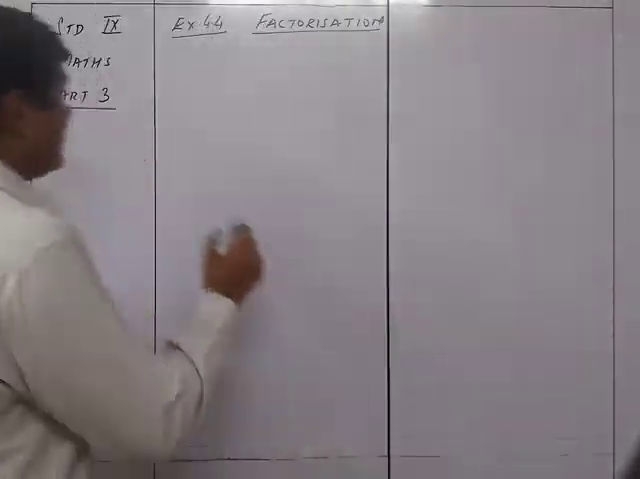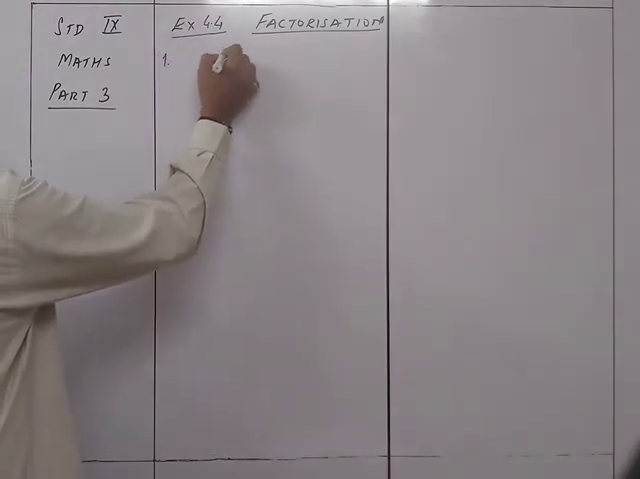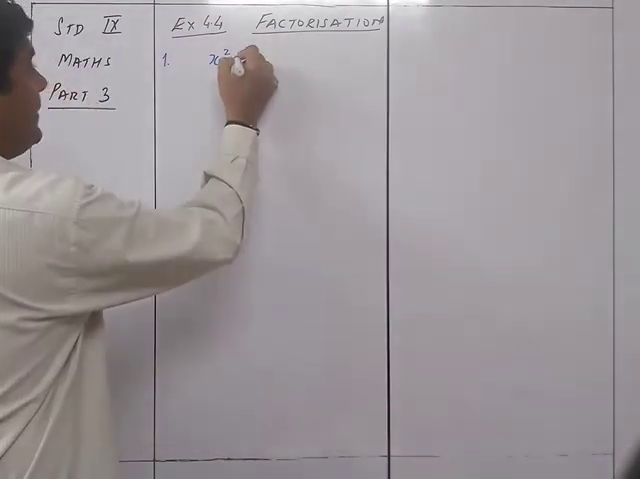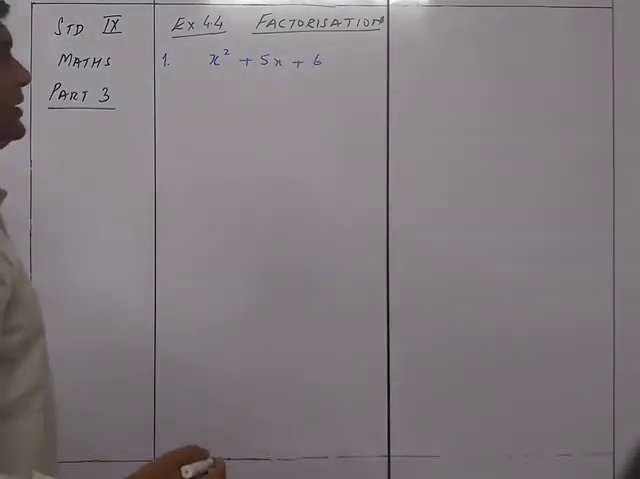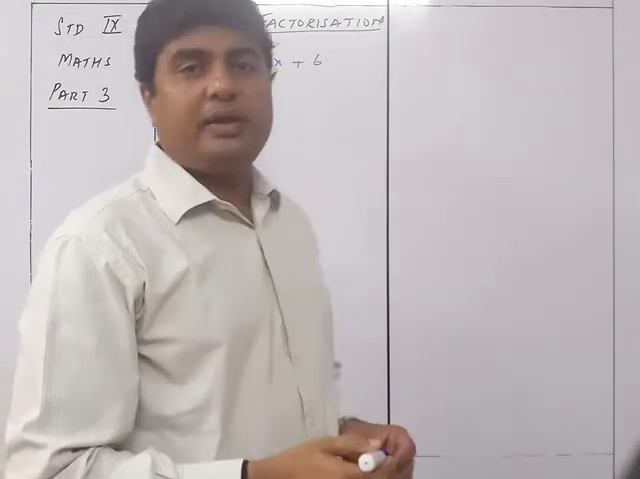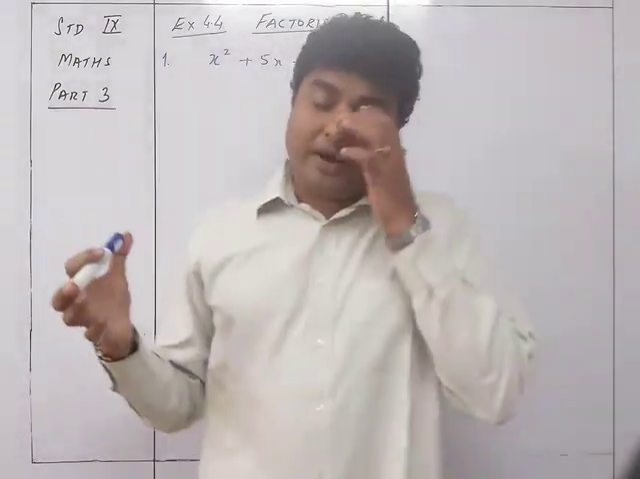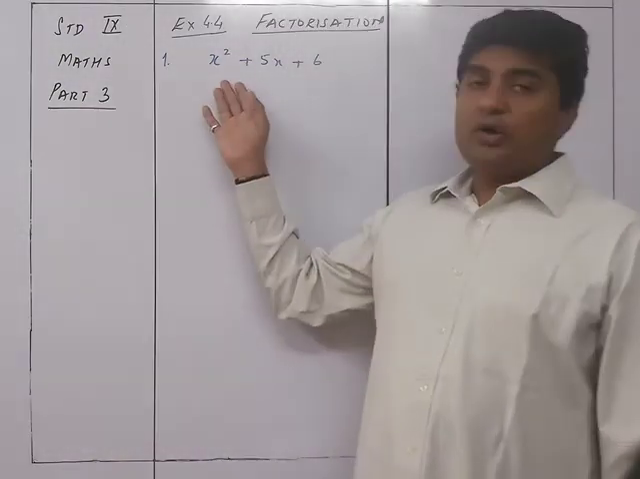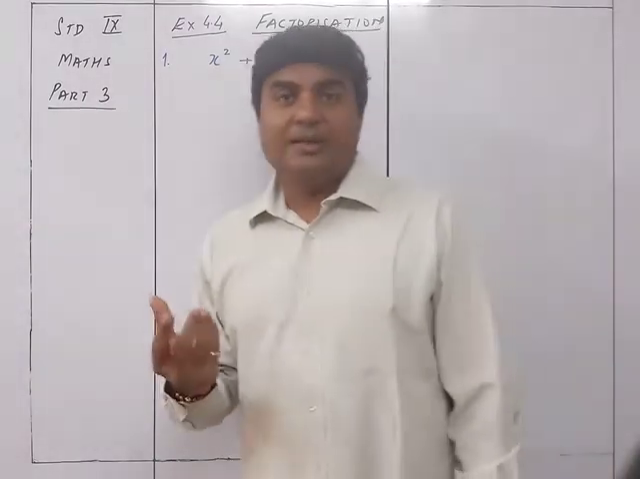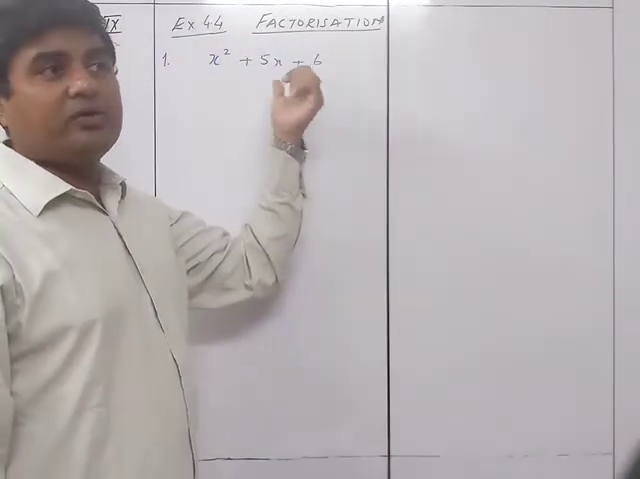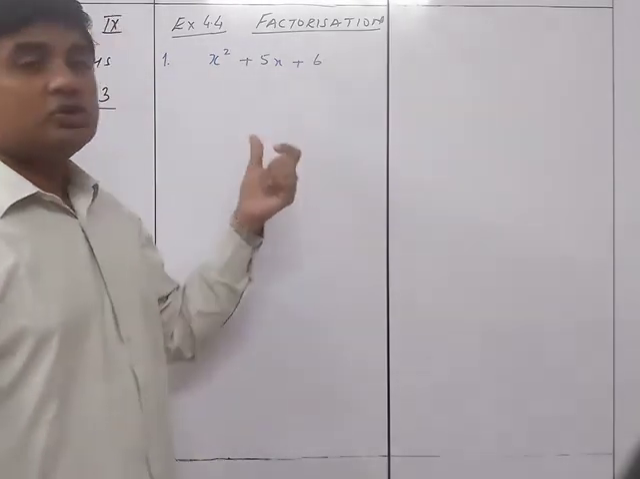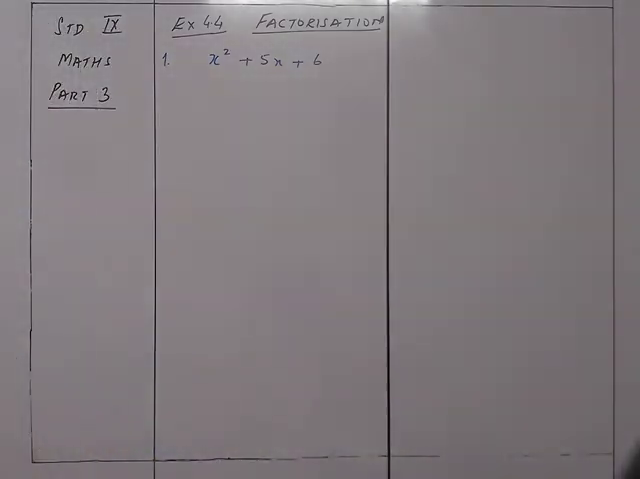So let's see the first sum. We have the first sum over here. It's x square plus 5x plus 6. If I want to factorize this, I know that nothing is common over here. Neither is it a perfect square, so it's not a perfect square also.